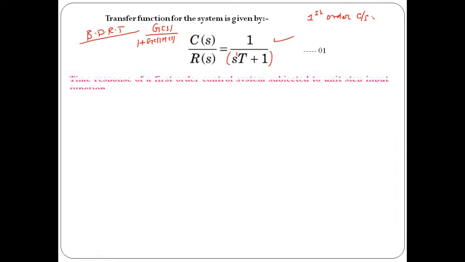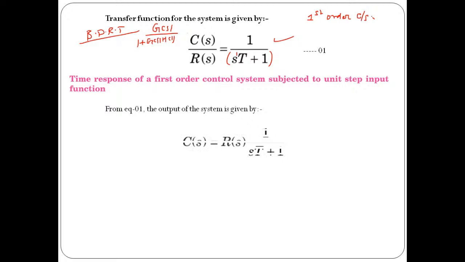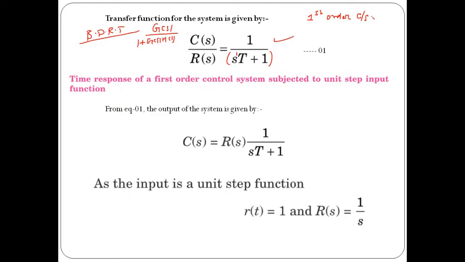So if you are done with this, now let us try to find out the response of this particular system when it is subjected to a unit step input function. So the moment we take unit step, the value of R of s is going to be 1 by s. I hope this is clear to everyone. So apply that logic one by one.